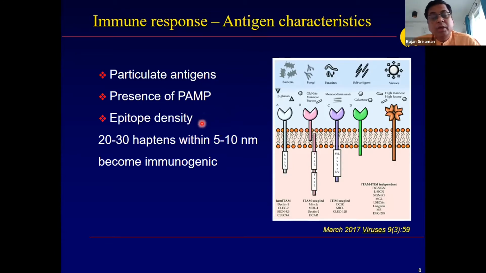And also, epitope density, how closely the epitopes are present, is a characteristic that would enhance the immune response. There is research from way back in 1974 which found that if you have a chemical hapten, I forget the name, but it's a simple chemical, and it is spaced within 5 to 10 nanometers, if you have 20 of these chemicals, the chemicals themselves became immunogenic. So epitope density is also something which drives the immune response.